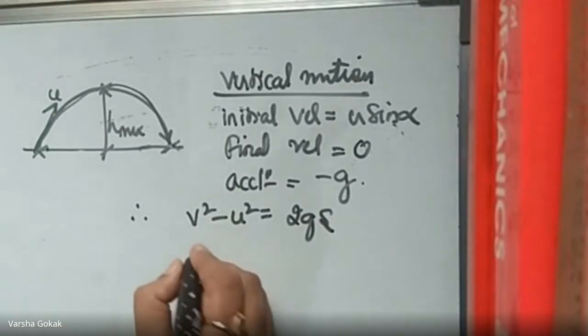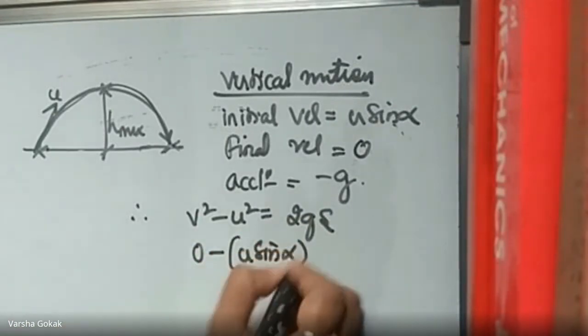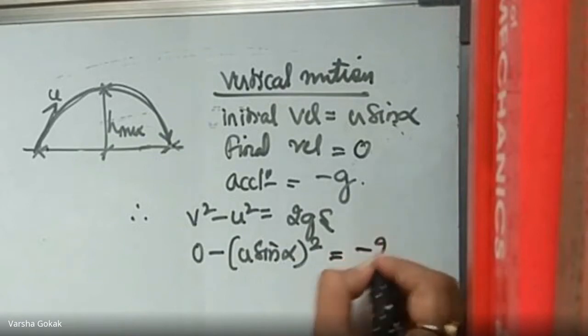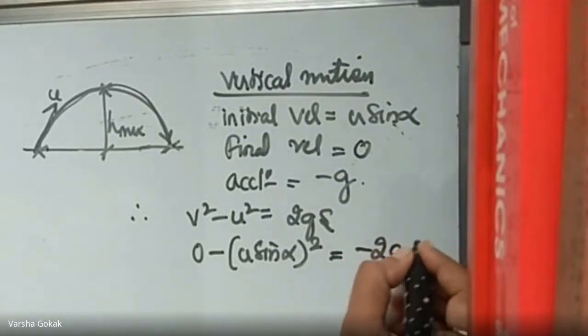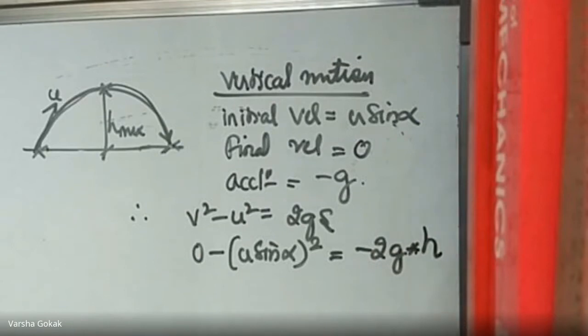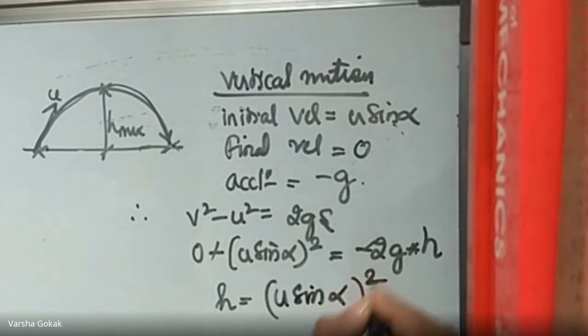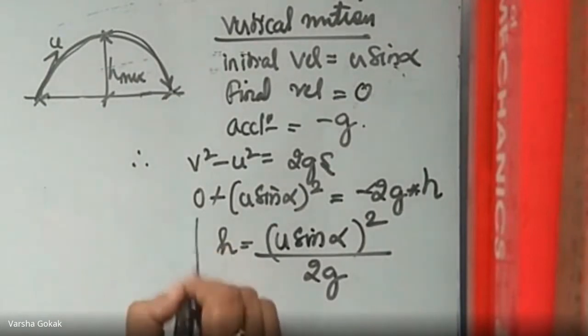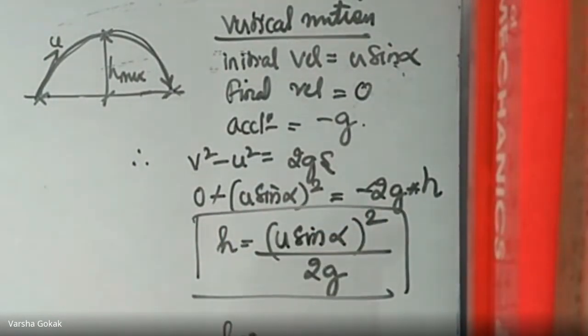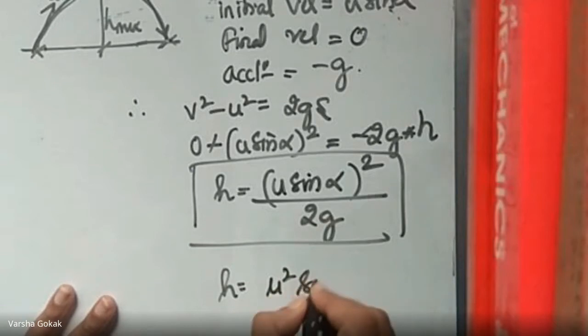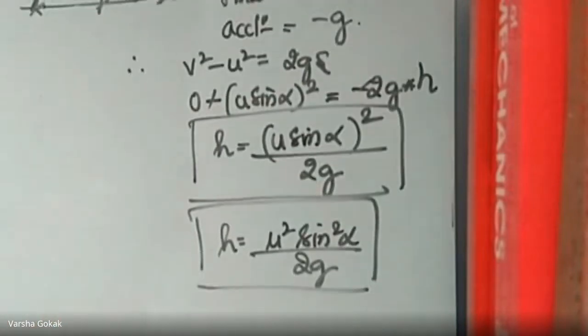Substitute in this. v is 0, minus u sine alpha, the whole square, is equal to minus 2gh, where h is your h max. From this equation, I will write for h. These two negative signs cancel. Right? h will be u sine alpha, the whole square, divided by 2g. And I think you have used this equation. When I open this bracket, it becomes h is equal to u square sine square alpha divided by 2g. Have you used this in your PUC?